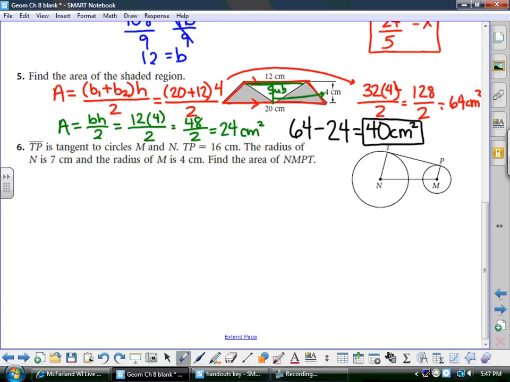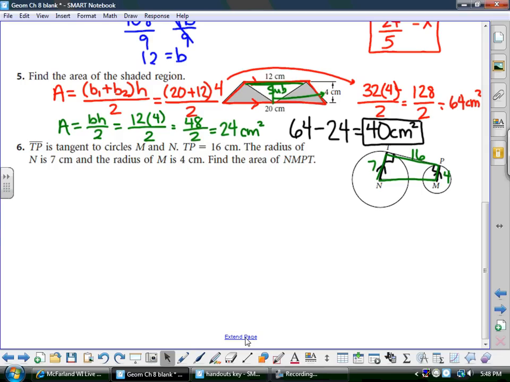On the last example on this page, it says that TP is tangent to circles M and N. If it's tangent, that means it makes 90-degree angles. Since those two are both 90-degree angles, that means that this side is parallel to that side. Then we're told that TP is 16, the radius of circle N is 7, and the radius of M is 4. We're supposed to figure out the area of the shape that goes from N to M to P to T.